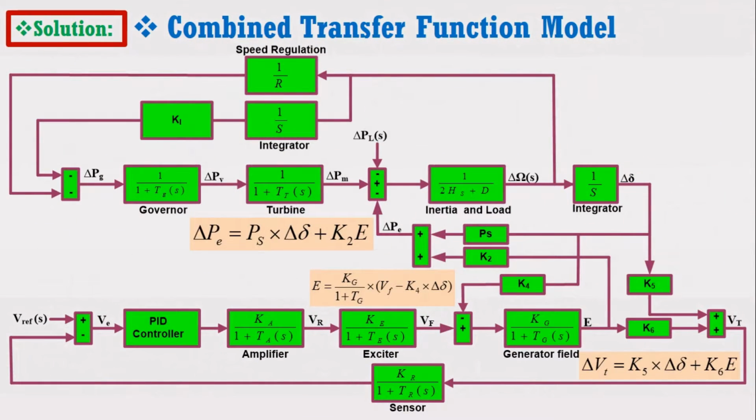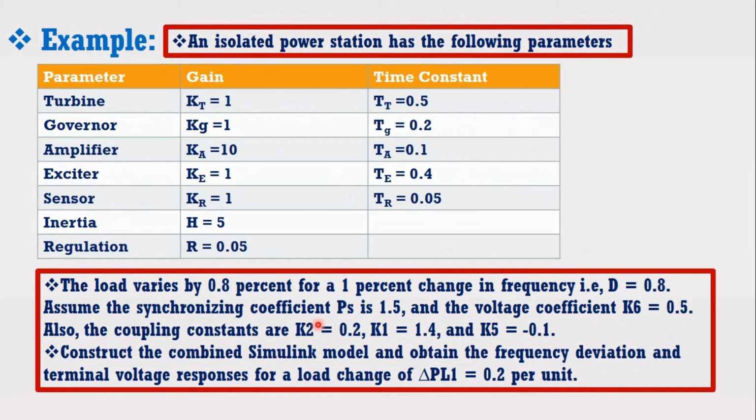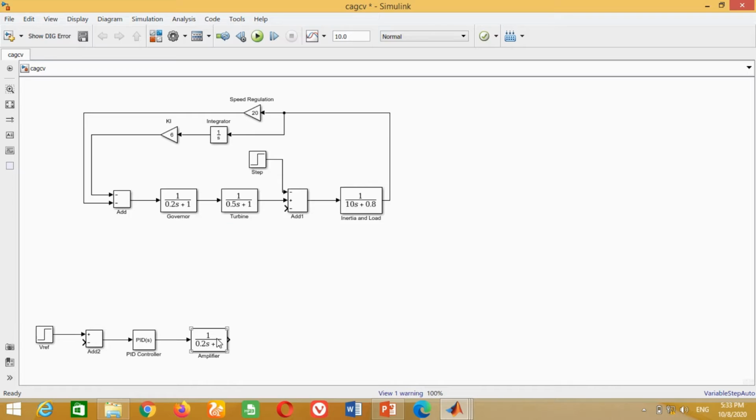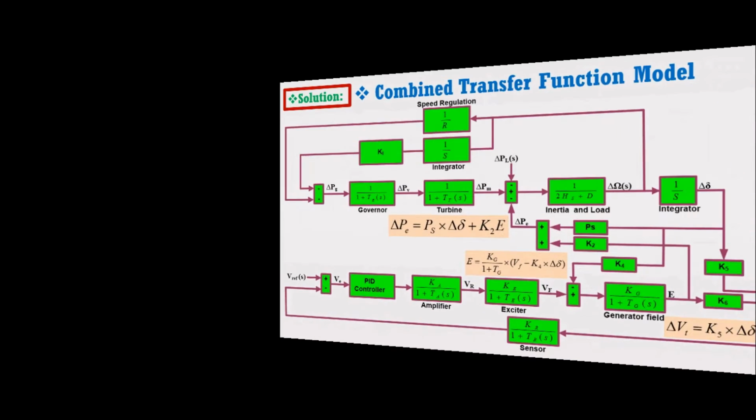Now we need the transfer function block for the amplifier. For this purpose, just copy this transfer function block and paste it here. Connect it with the PID controller and write here amplifier. The gain and time constant for the amplifier are 10 and 0.1 as given in the example data. Therefore, double click on the transfer function block, write here 10, 0.1 and press OK. Look at the figure again.